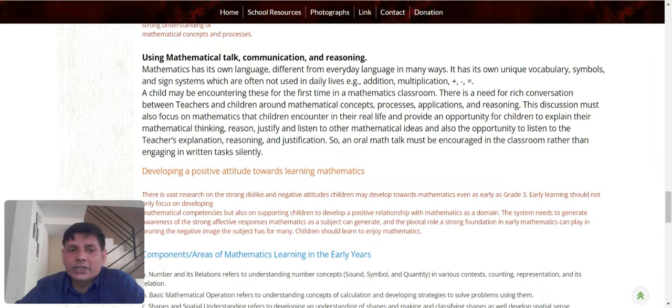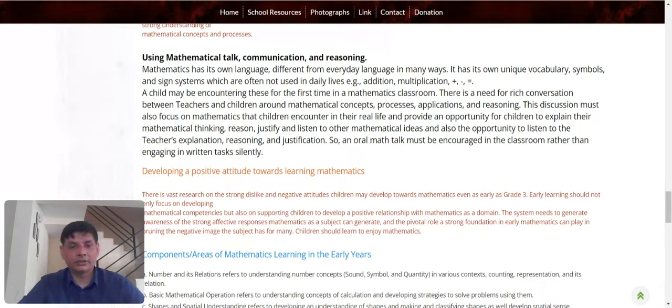There is a need for rich conversation between teacher and children around mathematical concept, process, application, and reasoning. This discussion must also focus on mathematics that children encounter in their life and provide an opportunity for children to explain their mathematical thinking, reason, justify, and listen to other mathematical ideas, and also listen to the teacher's explanation, reasoning, and justification. So, an oral math talk must be encouraged in the classroom rather than engaging in written tasks silently.